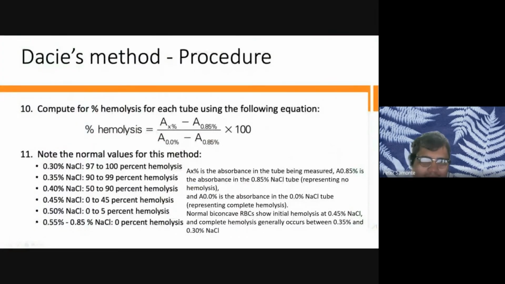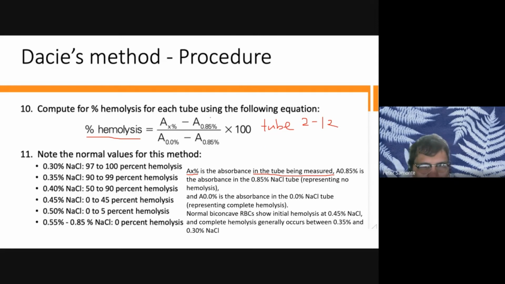Current slides. Okay. Like that, class, you're going to compute what we call the percent hemolysis. Now, to get your percent hemolysis, you're going to use absorbance X%. Now, your absorbance X% plus, this is the absorbance of the tube being measured. When I say tube being measured, this would refer to your tube 2 to tube 12.